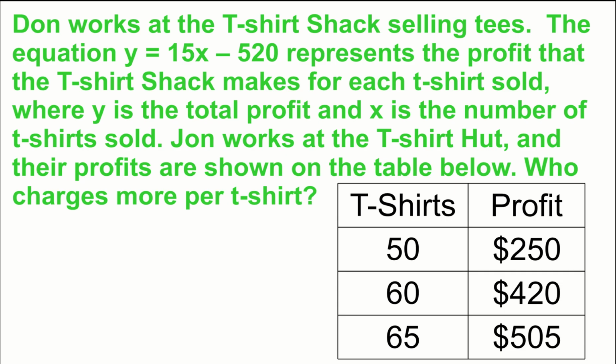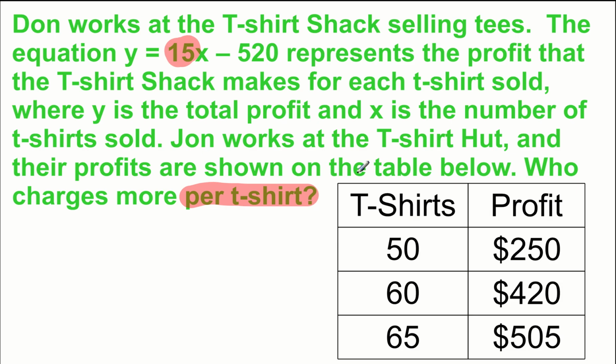Is John. Yeah, so what we're looking for per shirt, that's slope. You don't need the y-intercept then for this problem. All it's asking for is who charges more per shirt. Don and the T-shirt shack, $15.